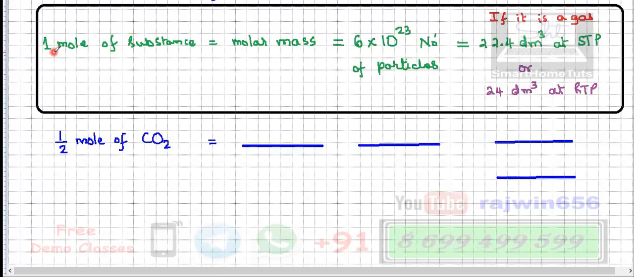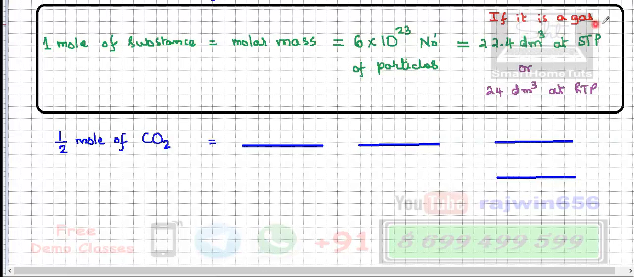Okay, now 1 mole of substance, this is the quantity of any substance that is equal to its molecular mass, that is its relative molecular mass. How many particles will be there? These particles can be atoms, molecules, ions, and so on. So this is going to be 6 multiplied by 10 raised to 23 number of particles. This number is known as Avogadro's number.